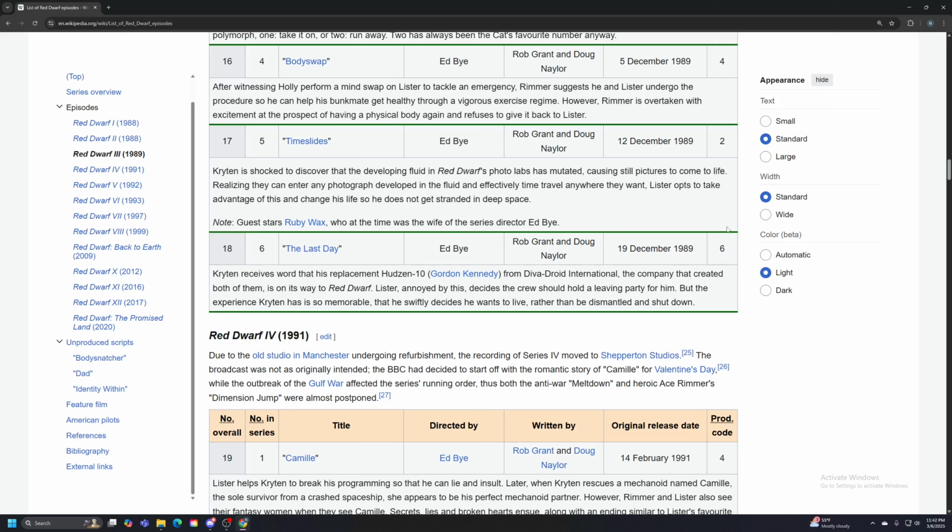Note, guest stars Ruby Wax, who at the time was the wife of the series director, Ed Bye.